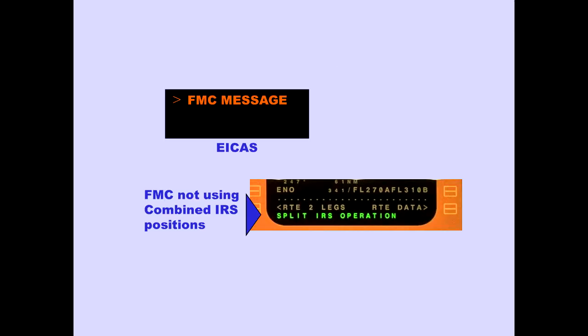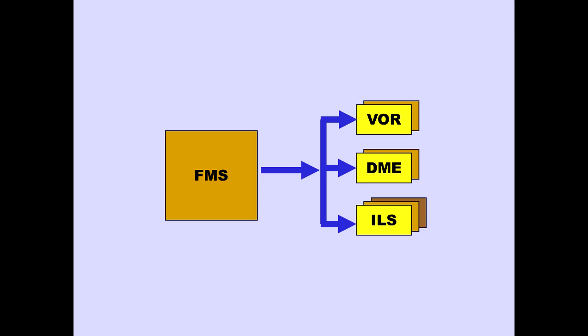FMS CDU message split IRS operation is displayed when FMC positioning is not using the combined 3 IRS positions. Each FMC utilizes a single IRS. The FMS auto-tunes the VOR, DME, and ILS radios. Navigation radio tuning is covered in the Navigation Radio module.